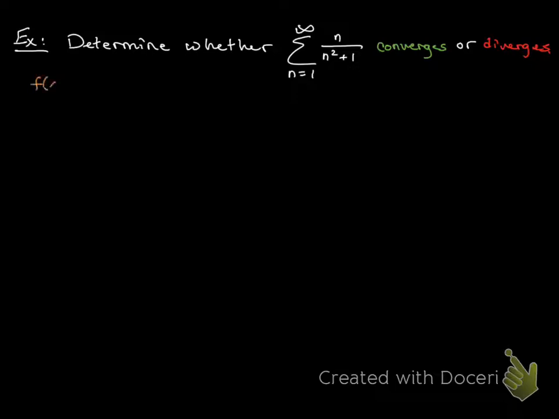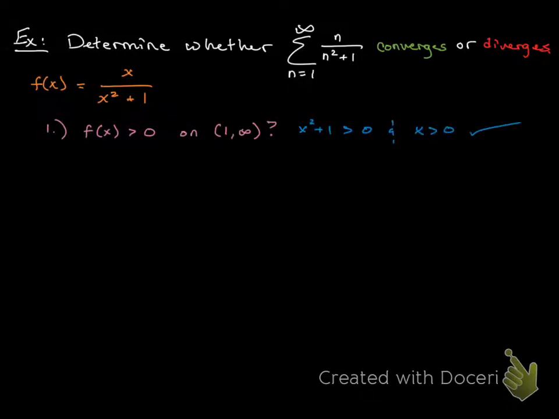So I look at f of x as being x over x squared plus 1. I need to show that that function is positive on the interval from 1 to infinity. And that's a relatively simple thing to do, since the denominator, x squared plus 1, is positive. And since x is bigger than 0 on the interval from 1 to infinity, I'm taking positive numbers and dividing them by positive numbers. This is a positive function.